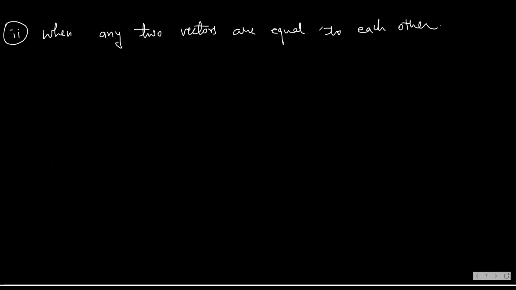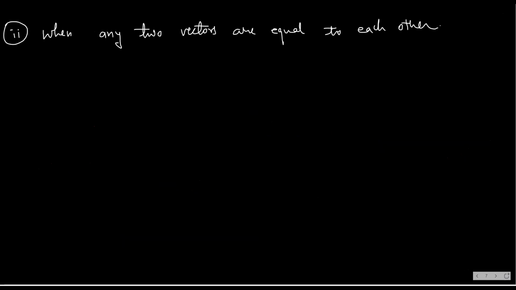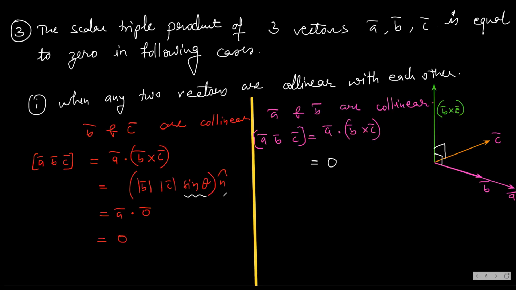Here you are getting two vectors equal to each other. Now see, if any two vectors are equal to each other, what will happen? If the two vectors which are equal to each other are b bar and c bar, then you will get sin of 0, because if they are equal, definitely the angle between them is 0, and sin of 0 will be 0. And then I will get a bar dot 0 bar, which is equal to 0.